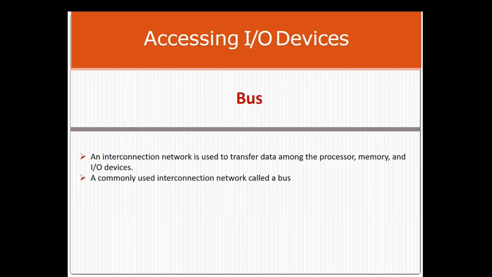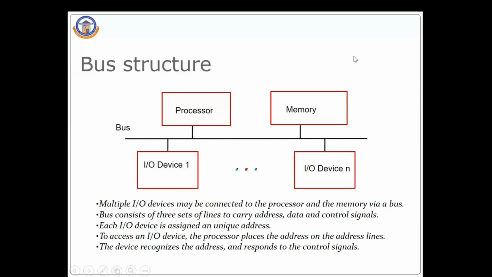For that, we need an interconnection network. That network is called a bus. So we need a network to transfer the data between the processor, memory, and the I/O devices, and that network is called a bus. Okay, we'll see the bus structure.